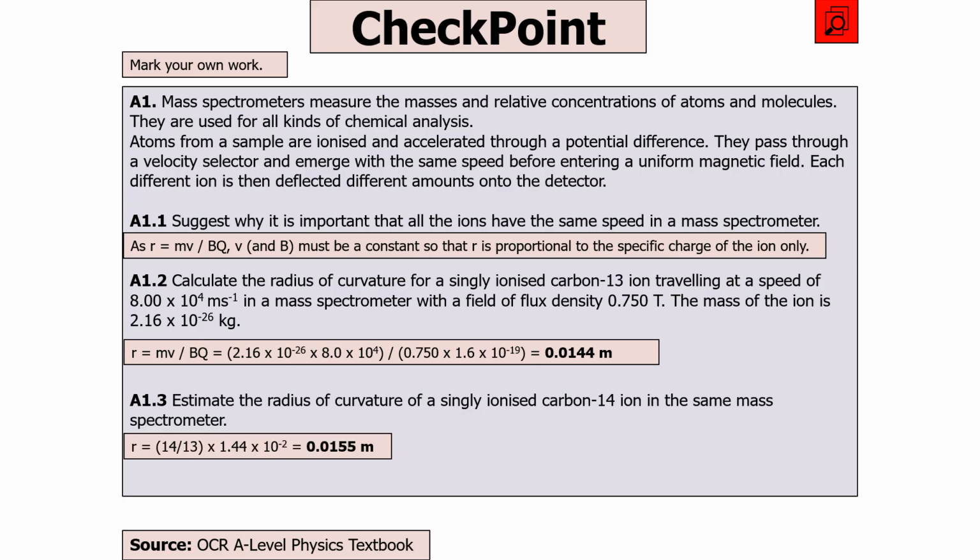This next one, we know r equals mv over bq. Now we know the only thing changing is our mass. We're going from carbon-13 to carbon-14, so the ratio change is going to be 14 over 13. So we multiply it by that value and we get 0.0155 meters.